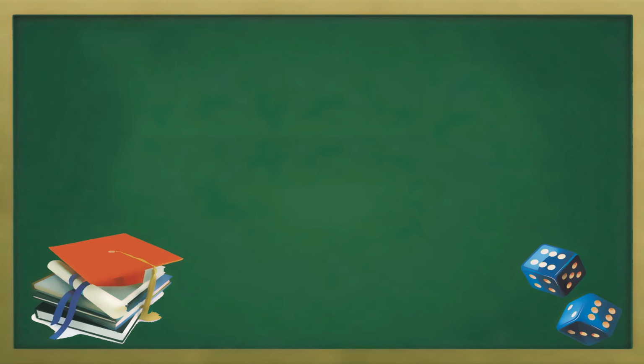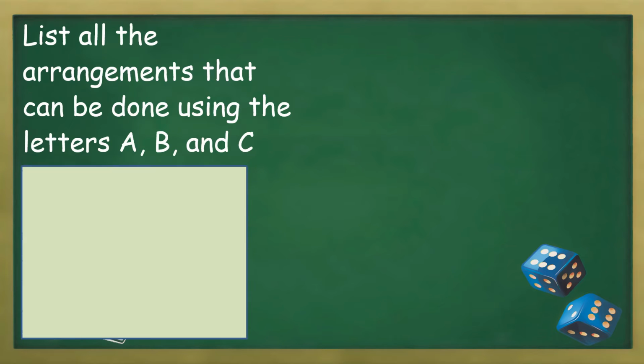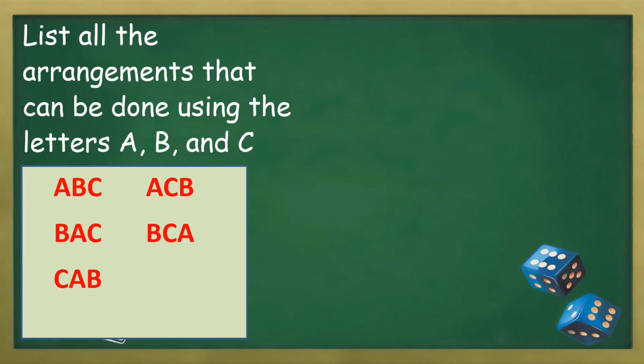Before we proceed with distinguishable permutation, let's first review permutation. According to the definition, permutation is an arrangement of objects with no repetition where order is important. Let's say we want to list all the arrangements that can be done using the letters A, B, and C. We will have ABC, ACB, BAC, BCA, CAB, and CBA. Since we have 6 different arrangements of the letters A, B, and C, we will have 6 permutations for the letters A, B, and C.